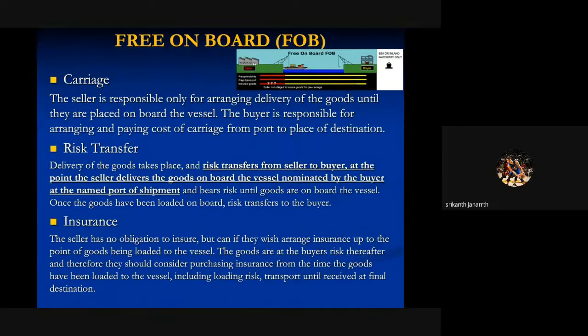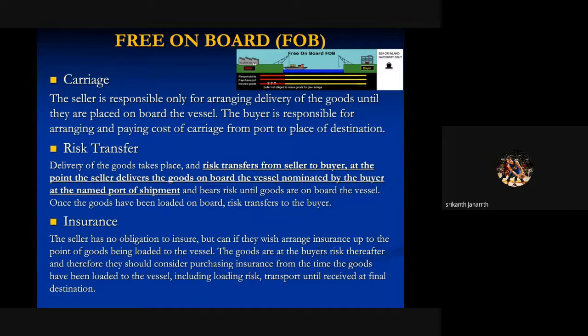Then the second one, free on board. This is a frequently used term. In international trade, FOB is a very frequently used term, where the seller keeps the container ready on the board, right? On the board, where the goods have to be loaded, up to that point. So you can see the delivery point: the risk transfers from the seller to the buyer at the point the seller delivers the goods on board the vessel nominated by the buyer. On board means it is kept on board the vessel. So the vessel will be nominated by the buyer. So the seller has to take a little bit more responsibility. Earlier he kept it alongside the vessel. Now he has to go up to the board level and keep it.